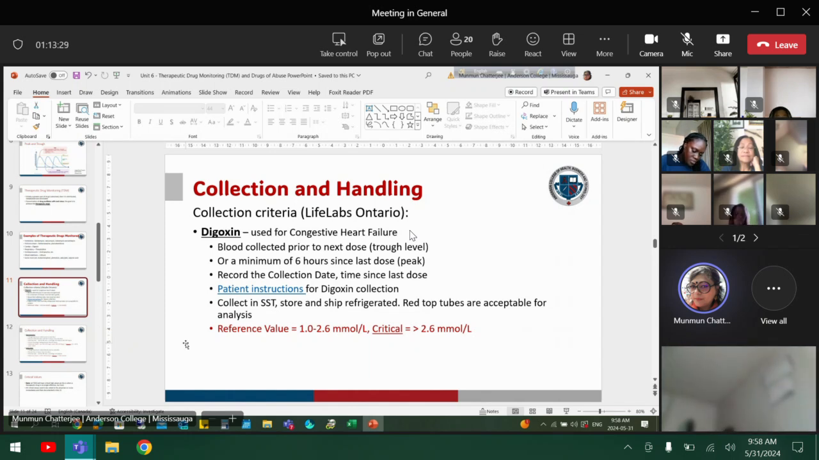So now there are different collections. What is digoxin used for? Congestive heart failure. So blood is always collected right before the next dose for the trough level, and for the peak, a minimum of 6 hours since the last dose. So each drug is different.